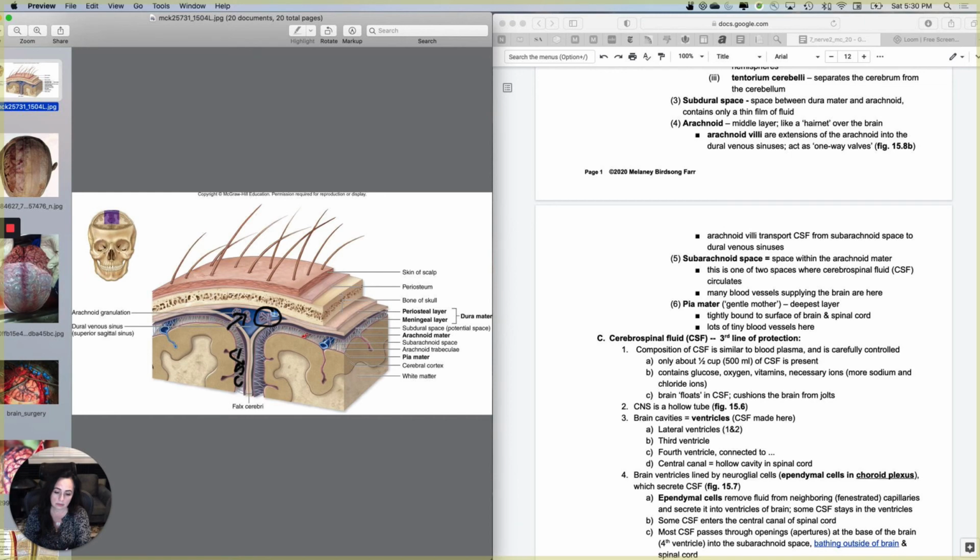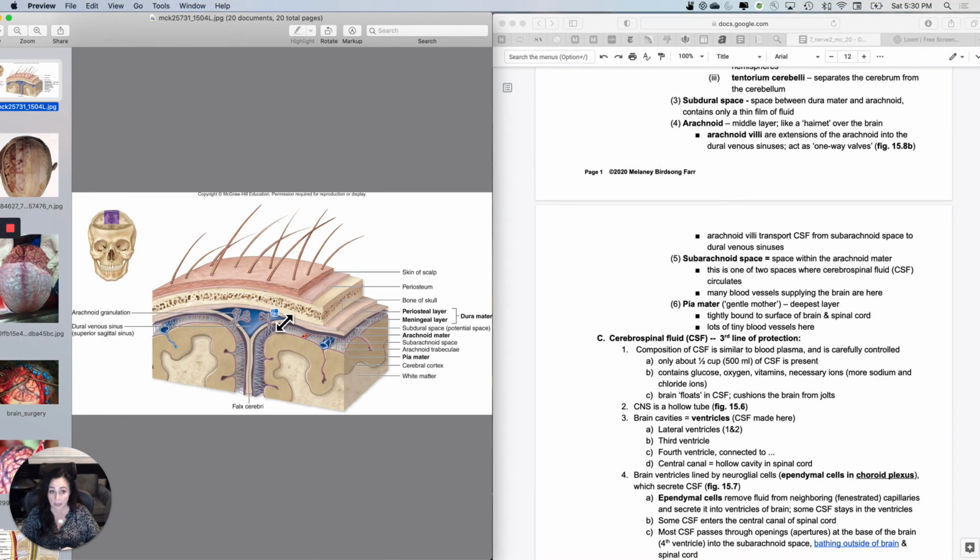And then we get to the subarachnoid space. The subarachnoid space is the space within the arachnoid mater, so it's really not subarachnoid. Like I said, it's intra-arachnoid. What's really important about the subarachnoid space is that it is one of the two primary places where cerebrospinal fluid circulates. In addition, there's a whole bunch of blood vessels in there that you can see, like right here.